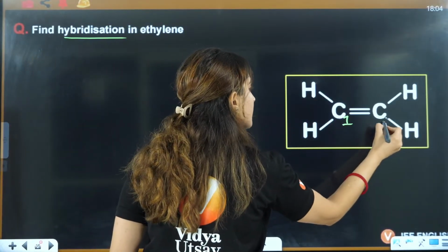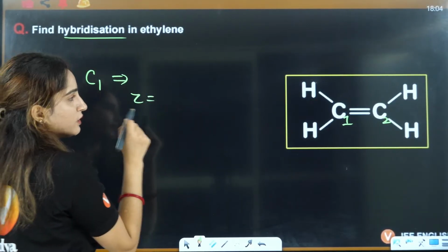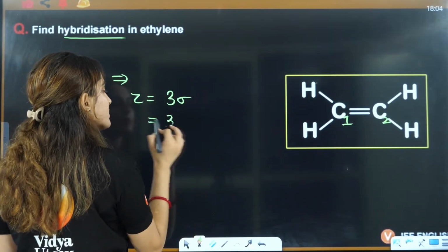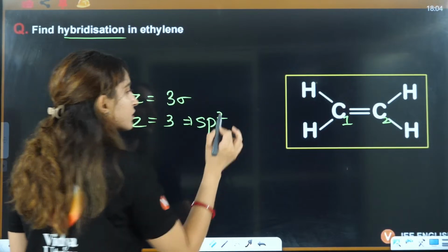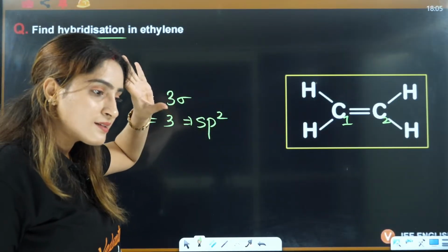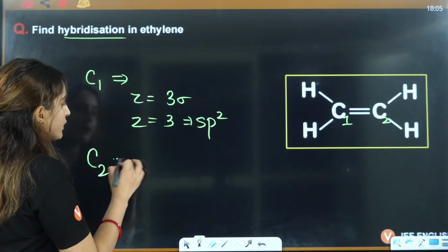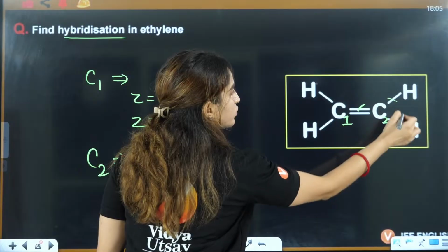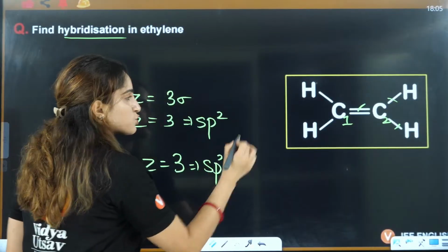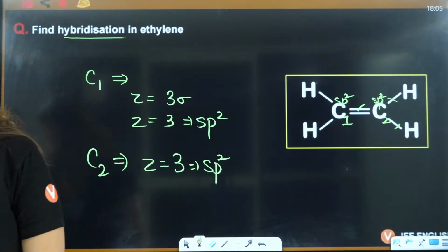Let's say this is the first carbon, and this is the second carbon. For carbon number 1, Z is going to be 3, there are 3 sigma bonds and no lone pair, so that is sp2. For carbon, we have already discussed that this will be sp2. That's how you will find the hybridization. Carbon number 2 is this one. Again you have 3 sigma bonds, so Z is going to be 3. Again this is also sp2. So this carbon is sp2 hybridized, and this carbon is also sp2 hybridized.